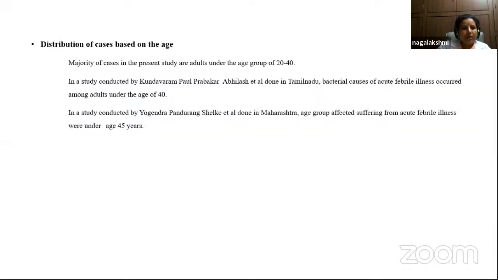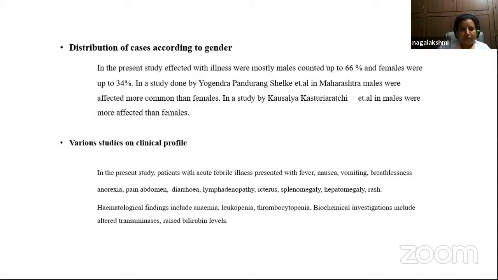And the distribution of the cases based on the age. Majority of the cases in the present study are adults in the age group of 20 to 40. In a study conducted by Kundavaram, Paul, Prabhakar, Abhilash et al., done in Tamil Nadu, bacterial cause of acute febrile illness was among adults under the age of 40, and in a study conducted by Yogendra Panduram Shelke et al., done in Maharashtra, the age group affected by this infection was around under 45 years of age.